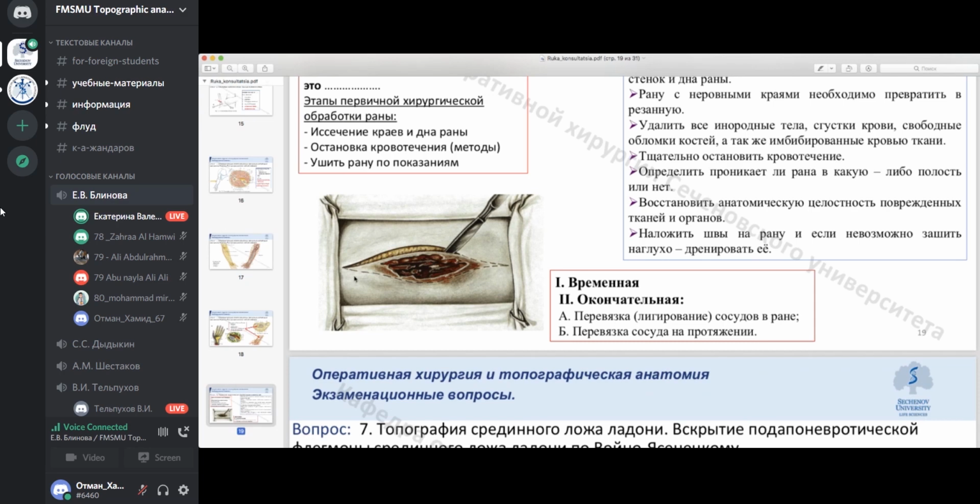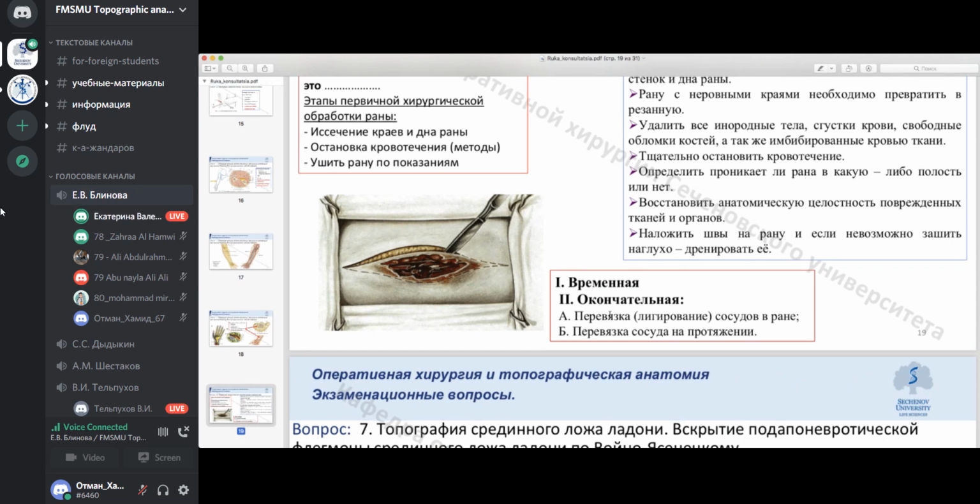The fourth stage is you should incise the wound. As usual, step from the wound edge 1 or 1.5 centimeters. Cut the skin, subcutaneous tissue, and muscle to the fundus of the wound. And after that, if the patient has bleeding, you should stop the bleeding.